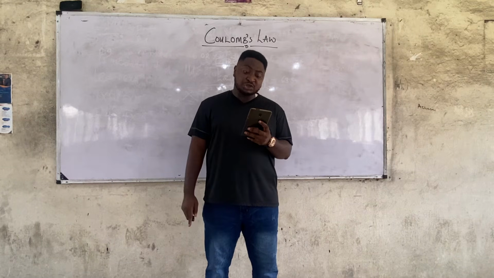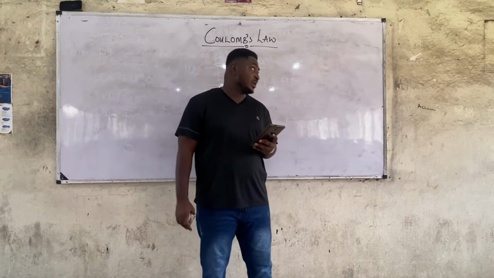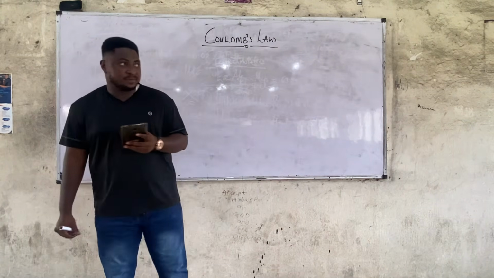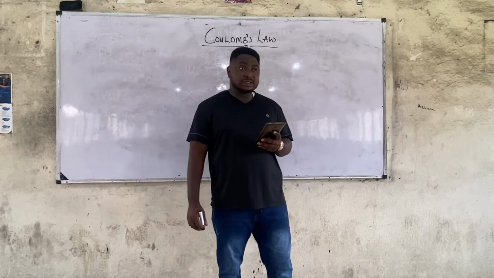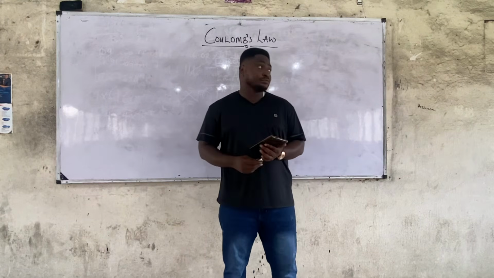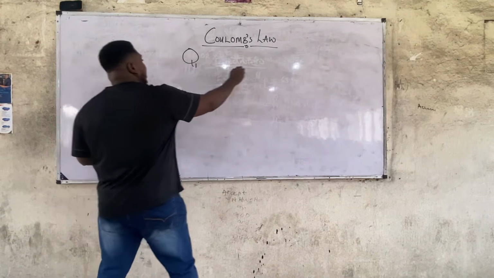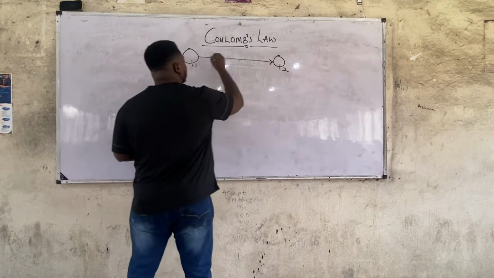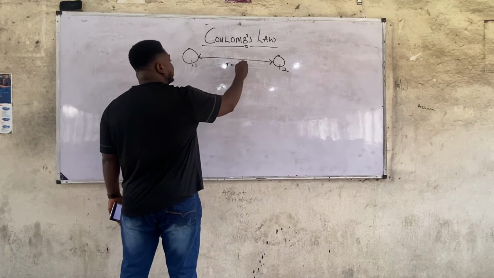And inversely proportional to the square of the distance between them. Are we together, class? We have two point charges, Q1 and Q2, separated by a distance R. Let R be the distance between these two point charges.